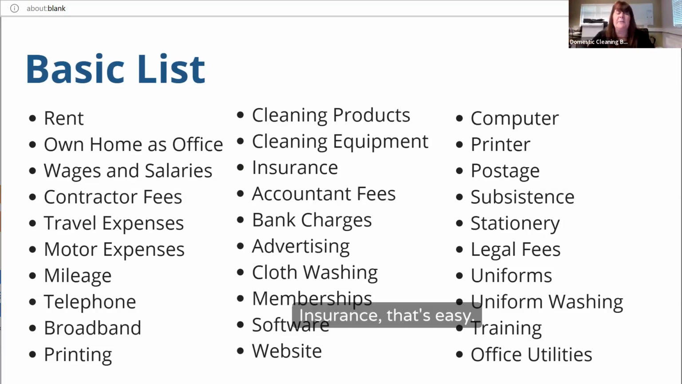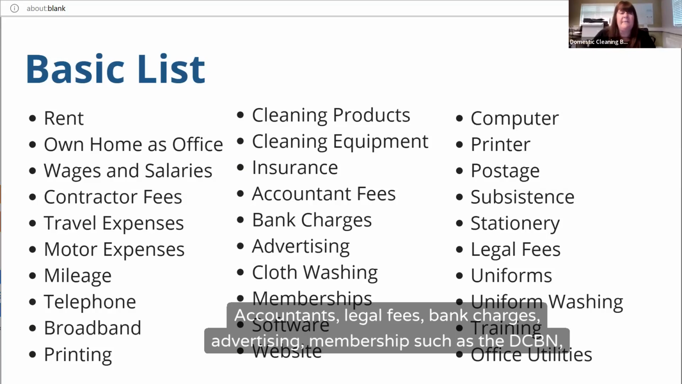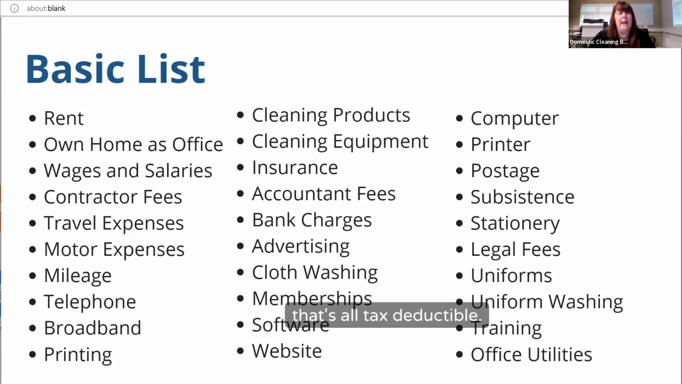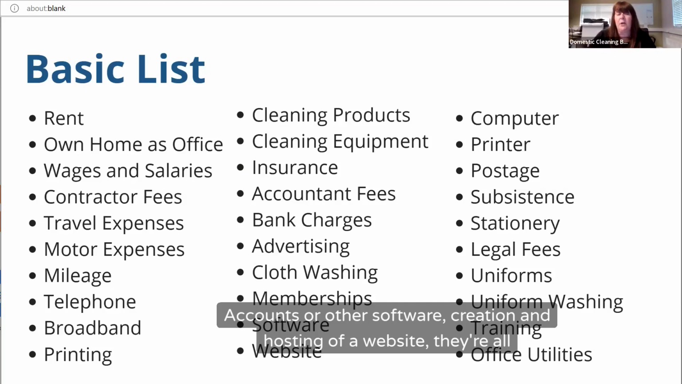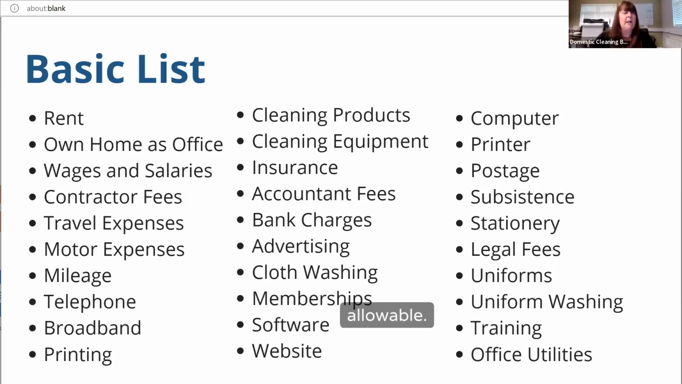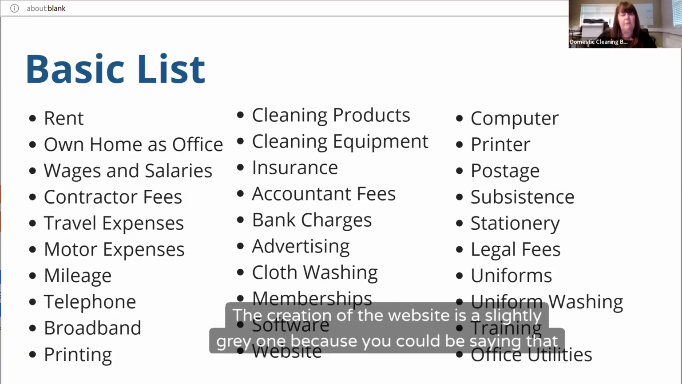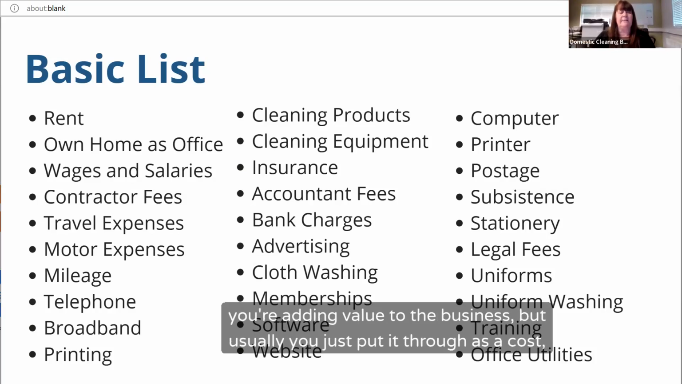Insurance, that's easy. Accountants, legal fees, bank charges, advertising, memberships such as the DCBN, that's all tax deductible. Accounts or other software, creation and hosting of a website, they're all allowable. The creation of the website is a slightly grey one, because you could be saying that you're adding value to the business, but usually you just put it through as a cost, as an expense.